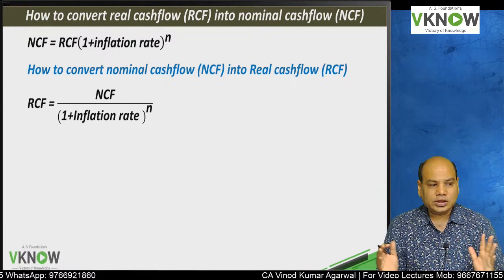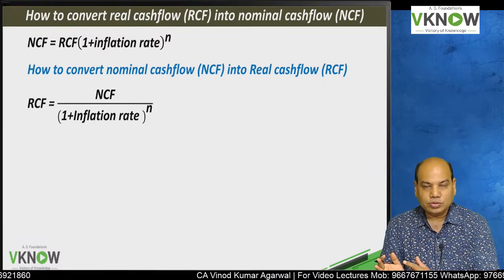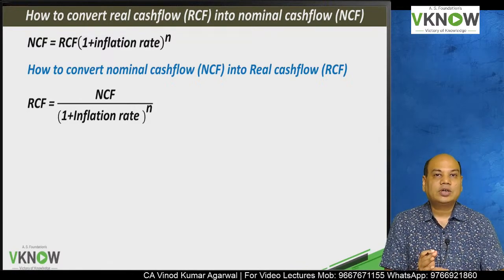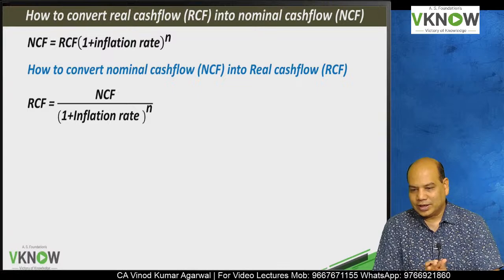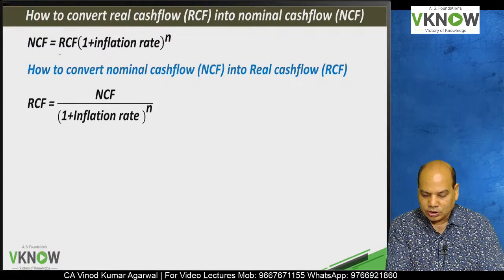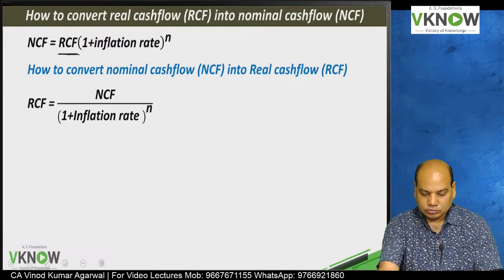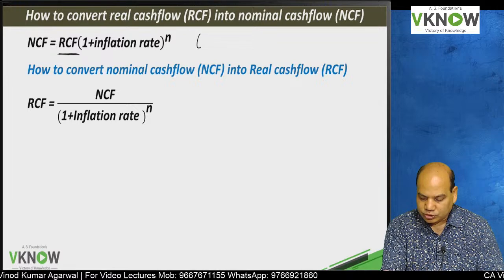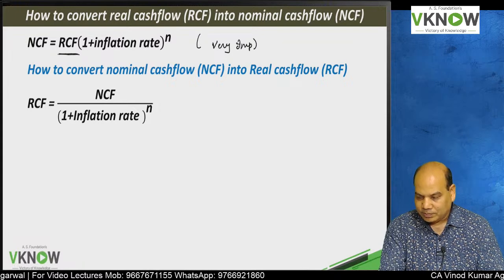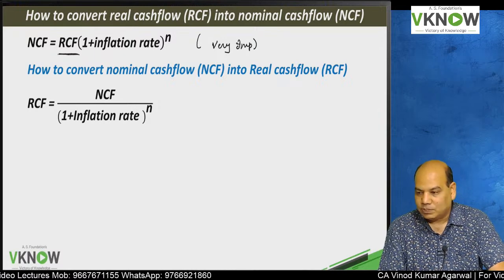Then the next issue will arise: how to convert real cash flow into nominal cash flow, nominal cash flow into real cash flow, real discount rate into nominal discount rate, or nominal discount rate into real discount rate. So four conversions we are going to learn. Very simple. First, we are going to learn how to convert real cash flow into nominal cash flow. This is important because in most of the questions we have to apply this. Very important. Nominal cash flow is equal to real cash flow into (1 plus inflation rate) to the power n.